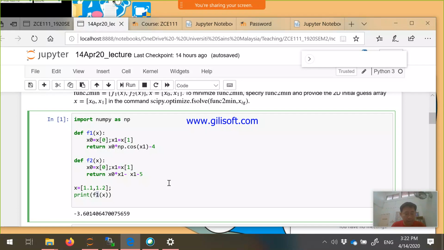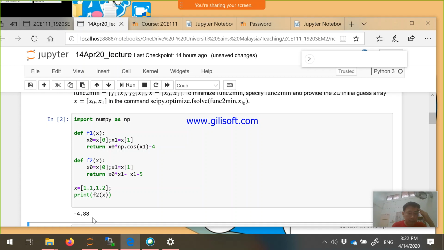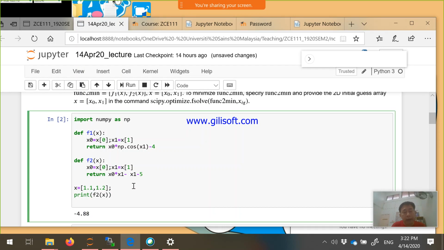So let me print out the value of f2. The function f2, when x0 and x1 are taking values of 1.1 and 1.2, is minus 4.8. So that's how I define the function of two variables.